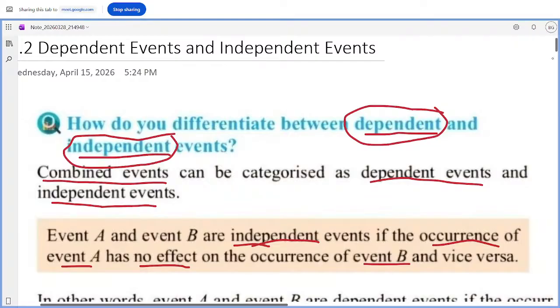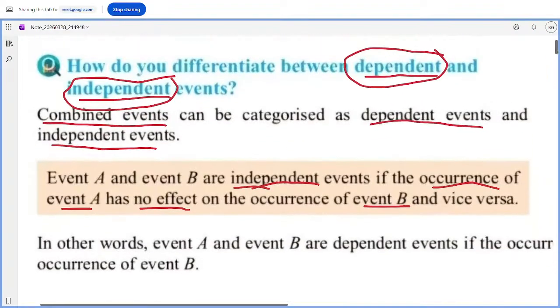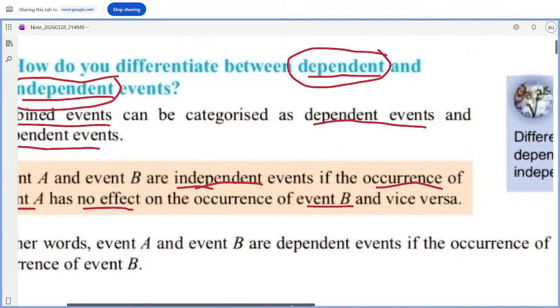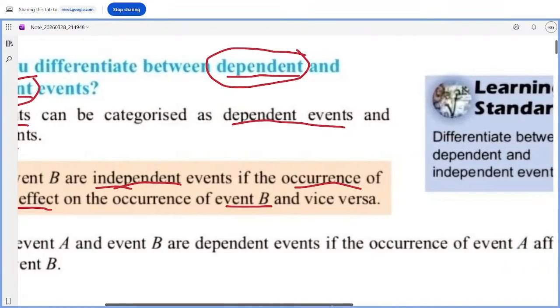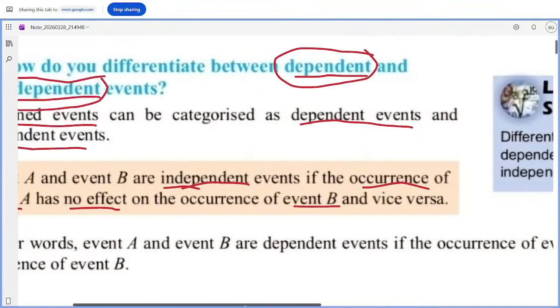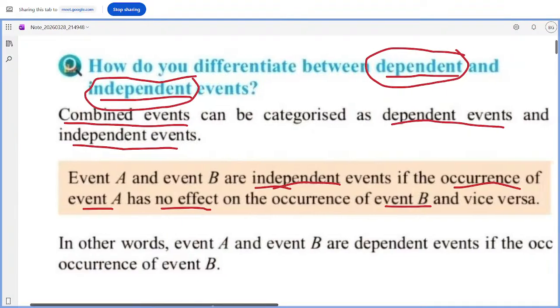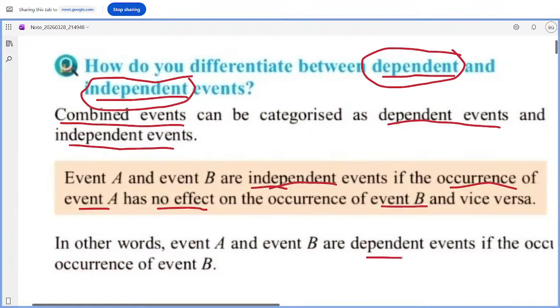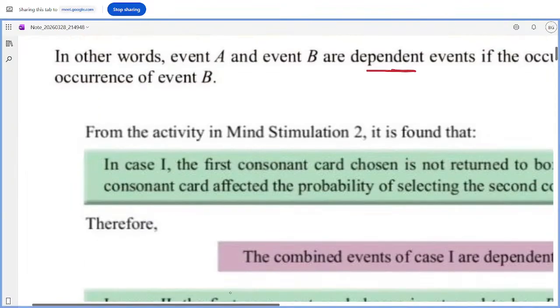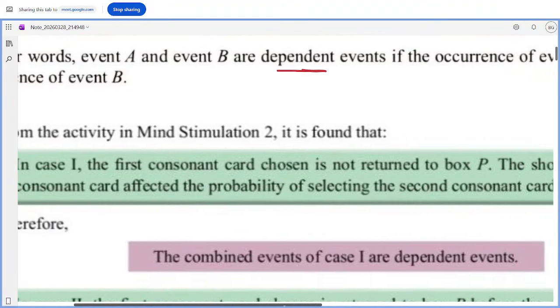So there's a lot of application in daily life. If events A and B are dependent, it means that the occurrence of event A affects the occurrence of event B. A affects B, B affects A. This is a dependent event. They are dependent on each other. So that's how we see dependent and independent. Now this is a situation.